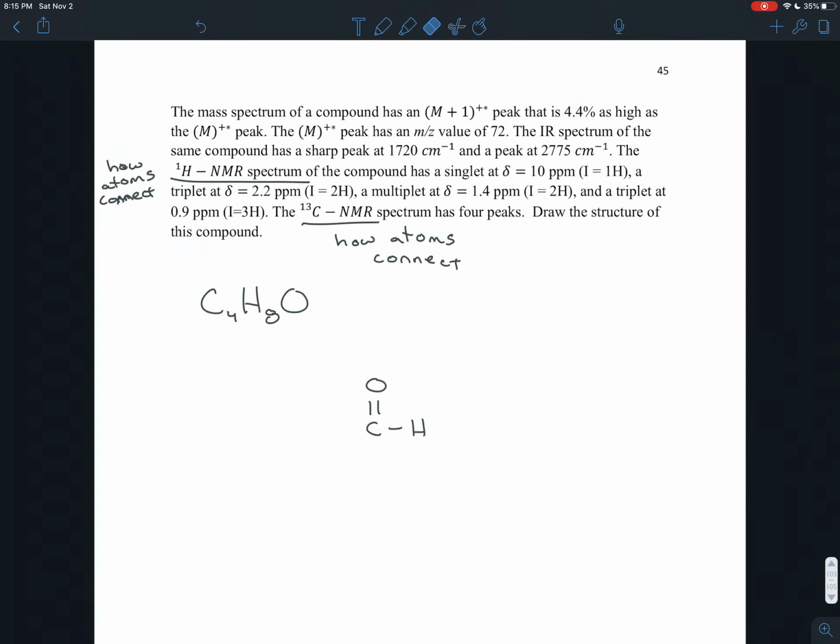Okay, so much for that first signal. Next, we have a triplet, a multiplet, and a triplet.